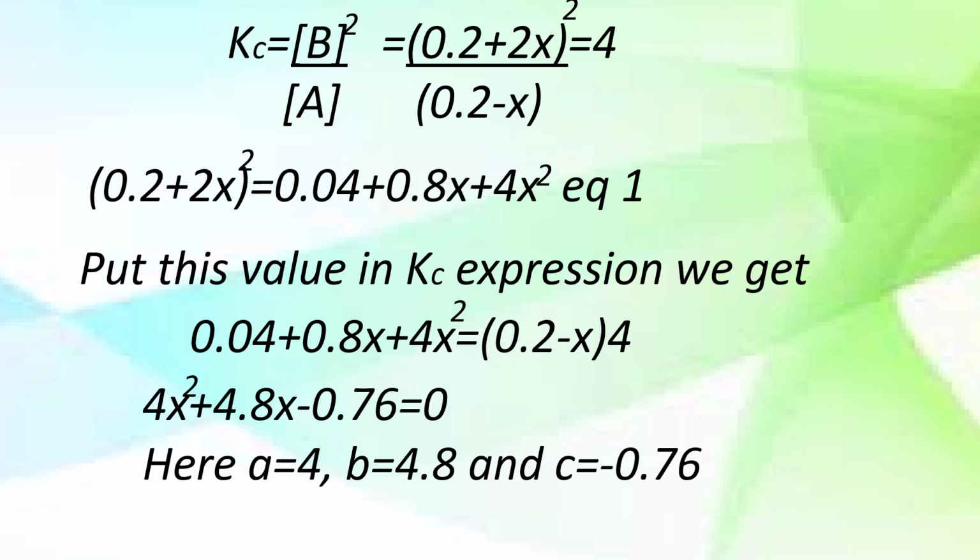Now we will solve these equations. Next is 4x square plus 4.8x minus 0.76 is equal to 0. We have to put all the values on the left side so that on the right side it would be 0. Now we will apply the quadratic formula. For the quadratic formula we need a, b and c. Here a is equal to 4, b is equal to 4.8 and c is equal to minus 0.76. So we will put these values in the quadratic formula.